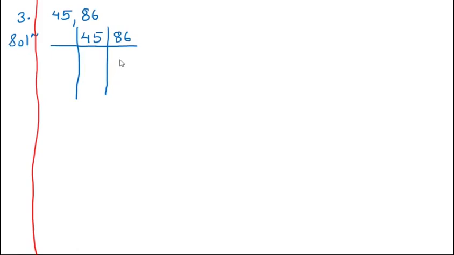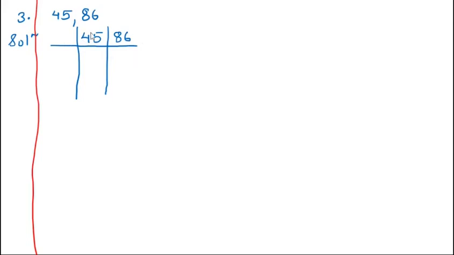Let us now solve the next sum, that is 45 and 86. We have to find the LCM of these two numbers. Now just see at the units place, we have 5 and 6. This tells us that 45 is not divisible by 2, but 86 is divisible by 2. We will first see whether these two numbers are divisible by one single number or not. If not, then we will divide them separately.